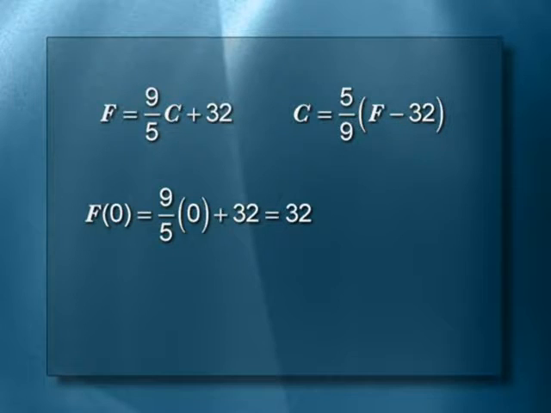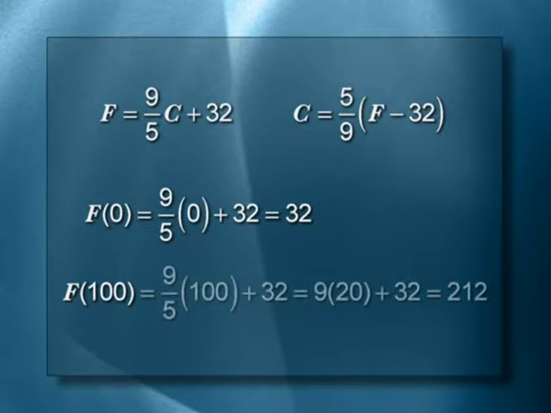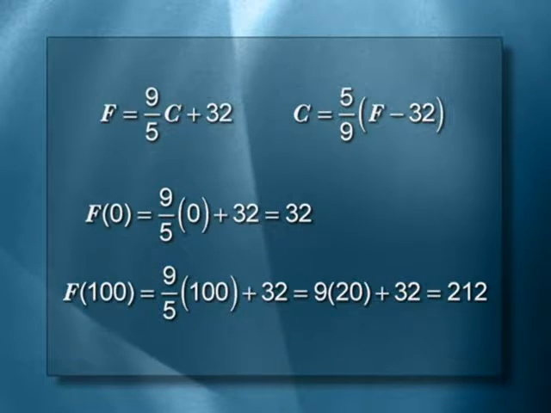That's where water freezes. And the same is true of F of 100. F of 100 turns out to be 212 degrees Fahrenheit, the boiling point of water. So let's use these formulas for a minute.